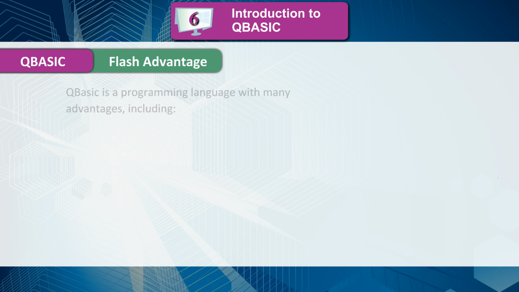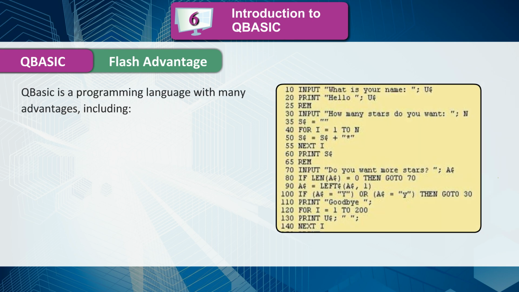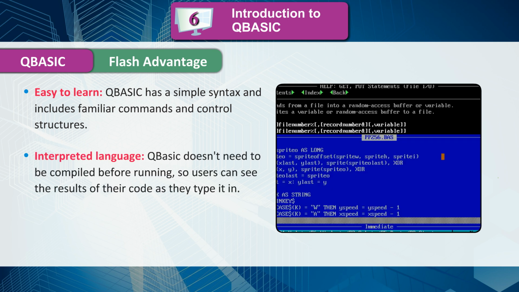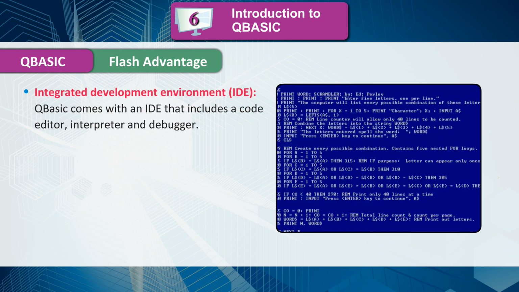Advantages. QBASIC is a programming language with many advantages, including being easy to learn. QBASIC has a simple syntax and includes familiar commands and control structures. Interpreted language: QBASIC doesn't need to be compiled before running, so users can see the results of their code as they type it in.